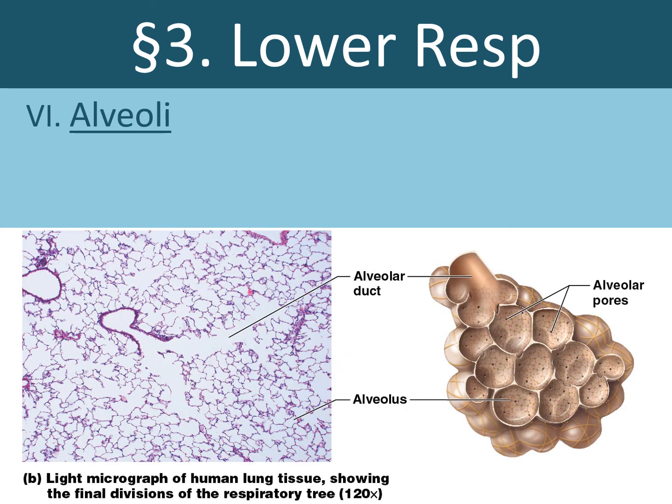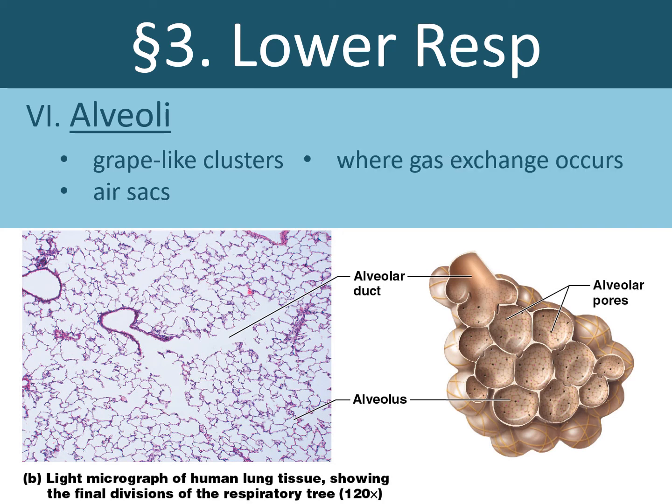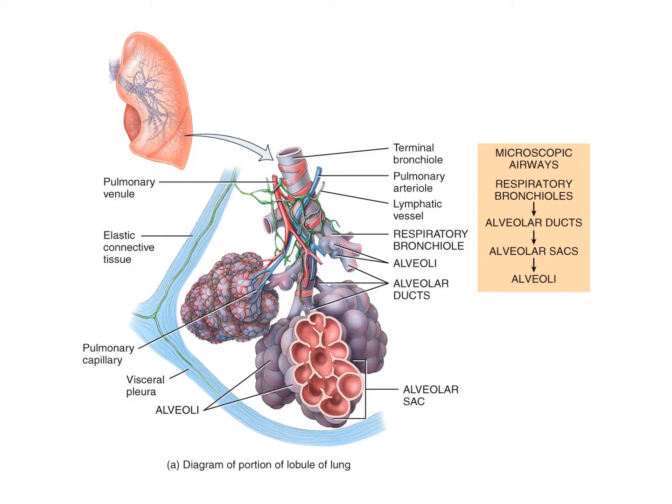Our lungs are filled with alveoli. Alveoli occur in grape-like clusters known as alveolar sacs. Each alveolus is its own little air-filled sac. It's at the level of the alveoli where gas exchange between our lungs and our blood occurs. This diagram shows another view of alveoli and alveolar sacs.